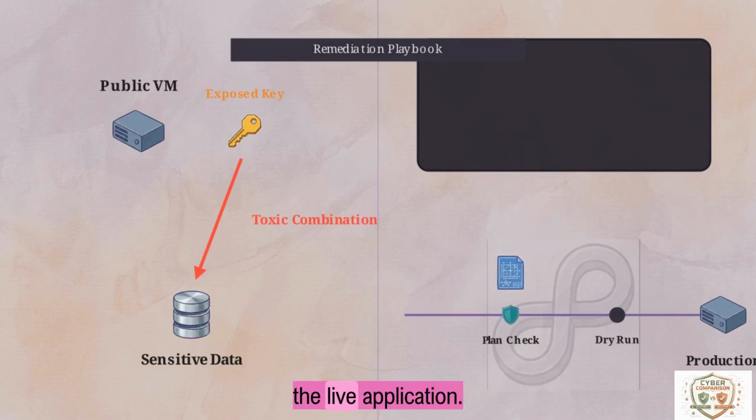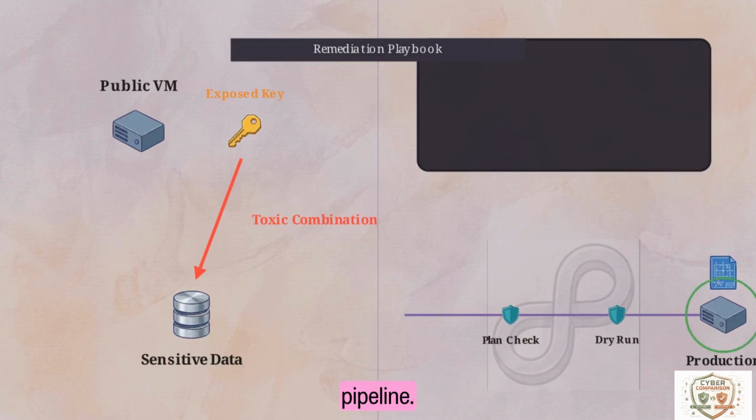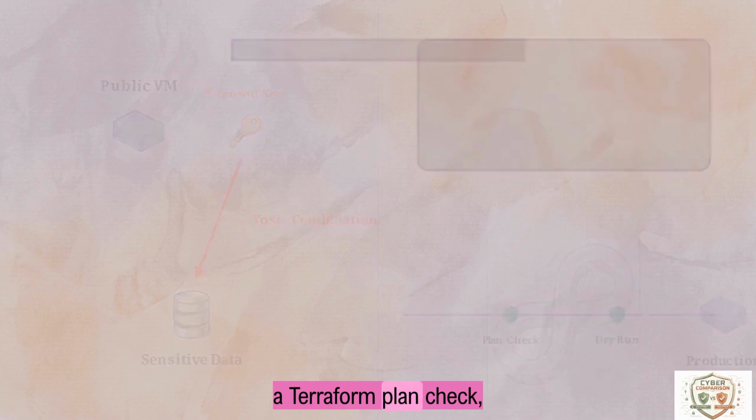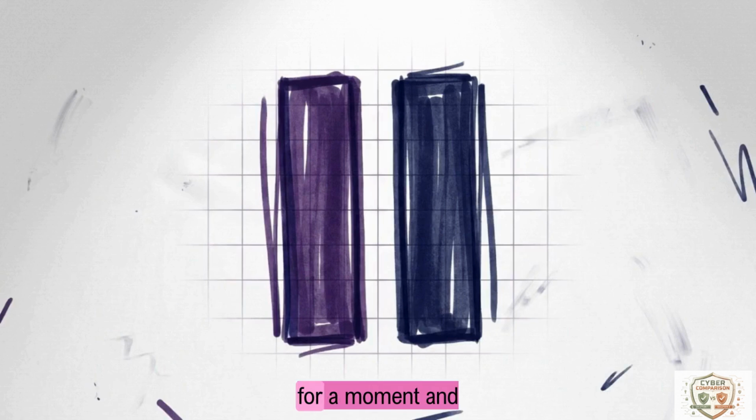application. To prevent a production outage, the platform routes the newly generated policy into a simulated CI/CD pipeline. It passes it through validation checkpoints, like a Terraform plan check, to prove the fix is safe before it ever touches production. Now, pause the video for a moment and think through this problem.